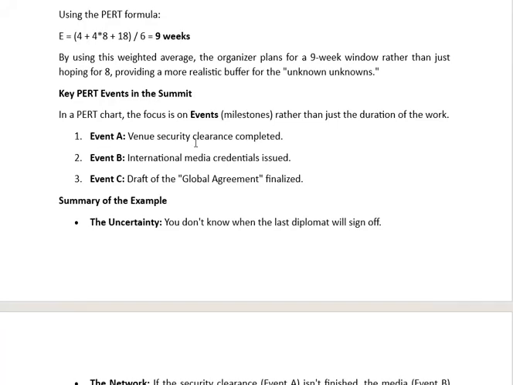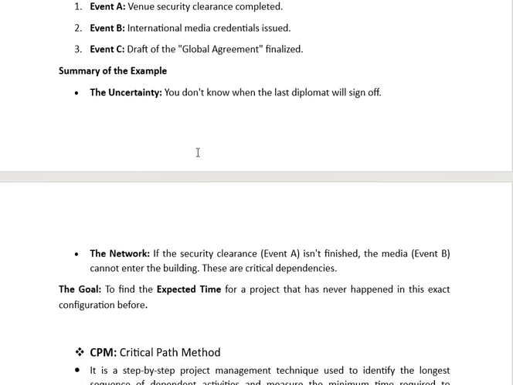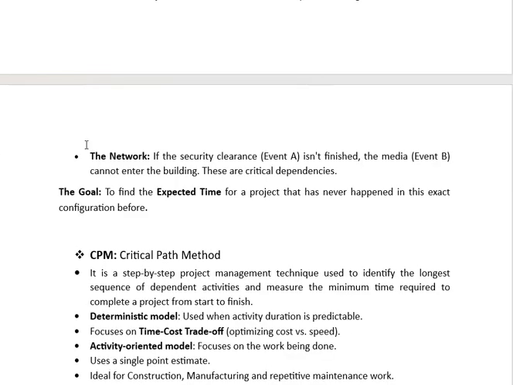So, event A is venue security clearance completed. Event B is international media credentials issued. Event C is draft of the global agreement finalized. So, summary of the example: the uncertainty here is you don't know when the last diplomat will sign off. There is an uncertainty regarding this.